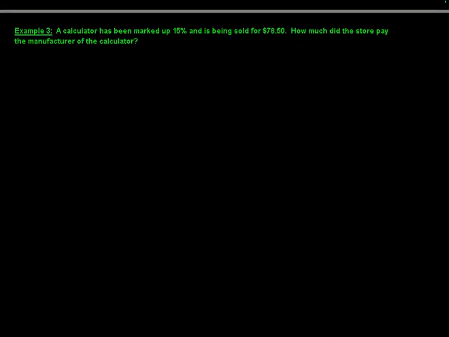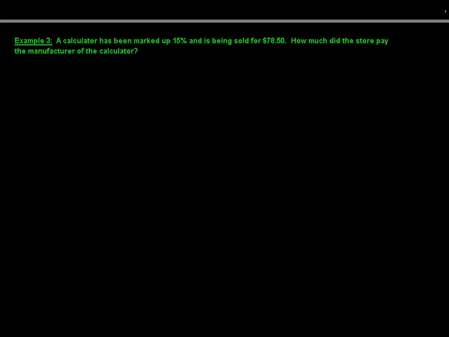Alright, the next problem has nothing to do with geometry, but has to do with money. So let's take a look at that. They've told us a calculator has a markup of 15% and is being sold for $78.50. How much did the store pay the manufacturer of the calculator?